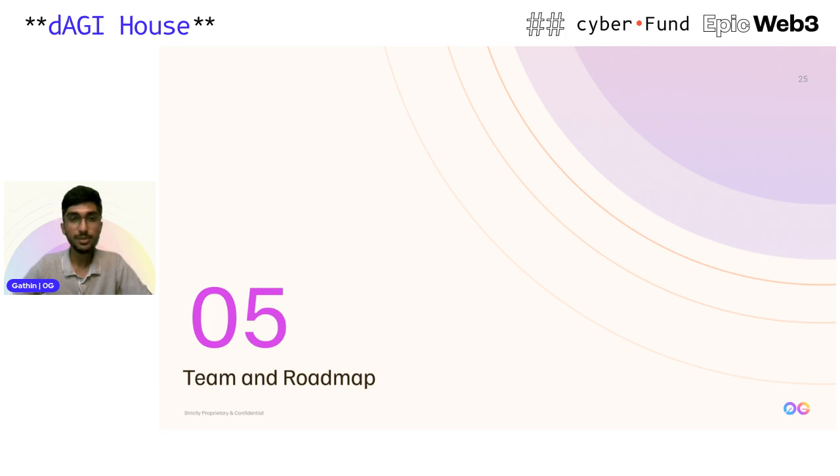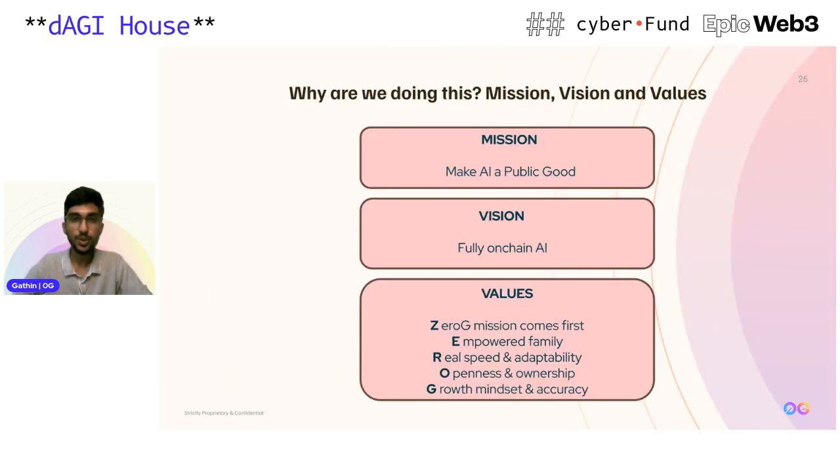Regarding the team and our roadmap, I'll just start with the mission, vision, and values. As I told you, our main mission is to make AI a public good. That is, AI must be accessible by anyone and everyone on chain, not off chain. That is what we are bringing here clearly. The vision is fully on-chain AI. To support our mission, we need fully on-chain AI.